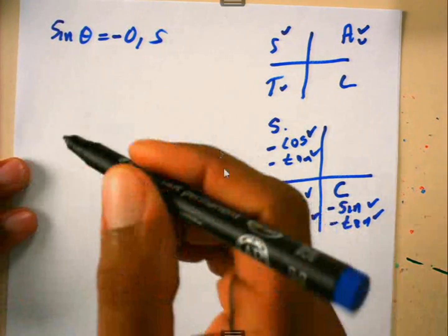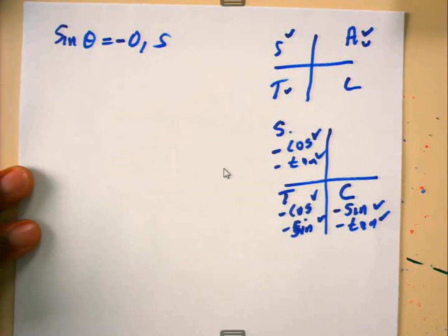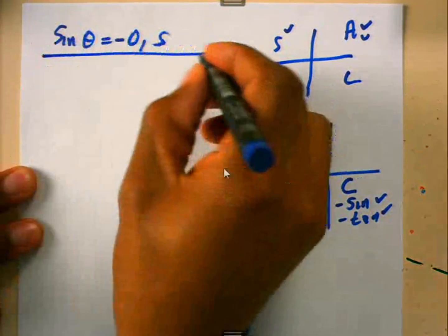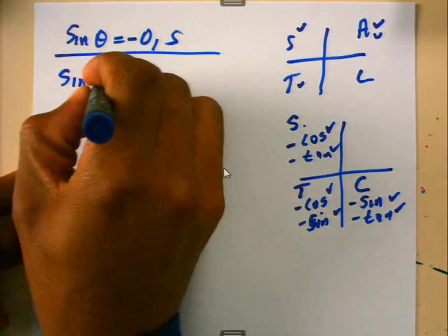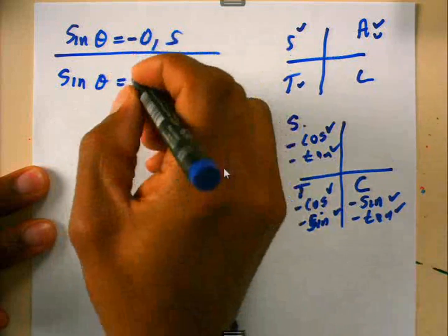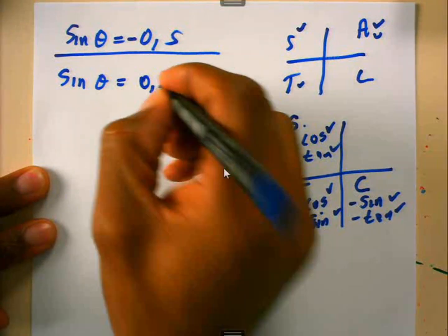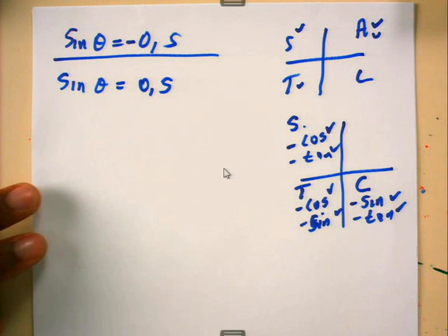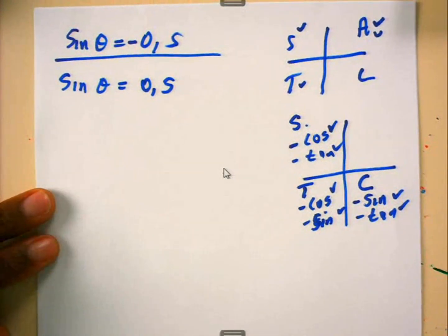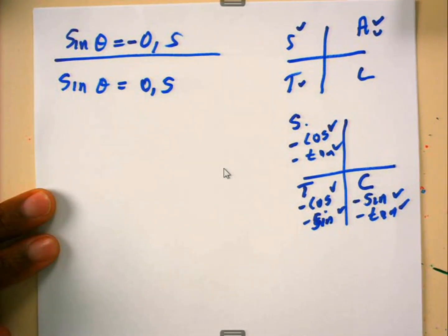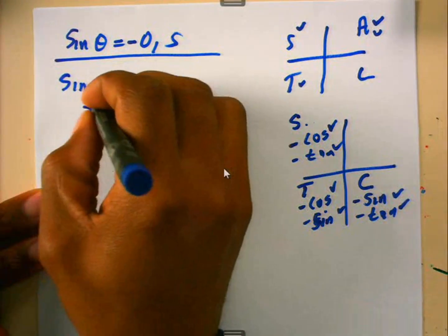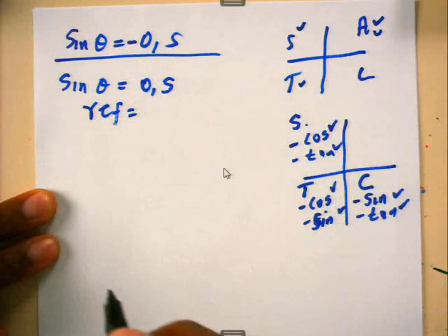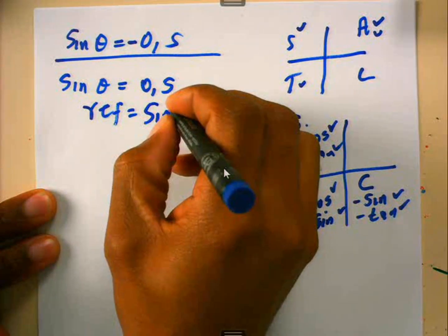Now, let me start with the one where the ratio is positive. Say sine theta equals 0,5. If sine theta equals 0,5, what is it that you are going to do here? The first thing that you must do is to determine the general solutions, so first determine the reference angle. What is the reference angle? The reference angle will be the inverse of sine what?